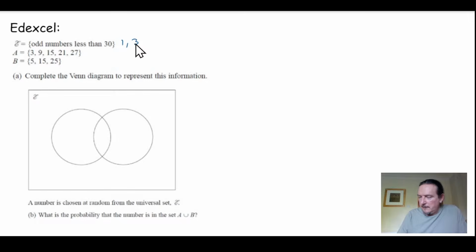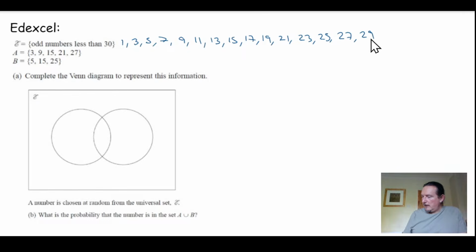So we've got 1, 3, 5, 7, 9, 11, 13, 15, I'm bored of doing this now, 17, 19, 21, 23, 25, 27, 29. Okay, they're all the numbers that are odd and less than 30. And we've got some of those in set A, and some of those in set B, and some of them that are neither.